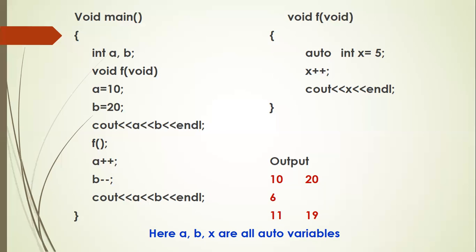The third storage class is the static variable. Static variables are declared using the keyword called static.